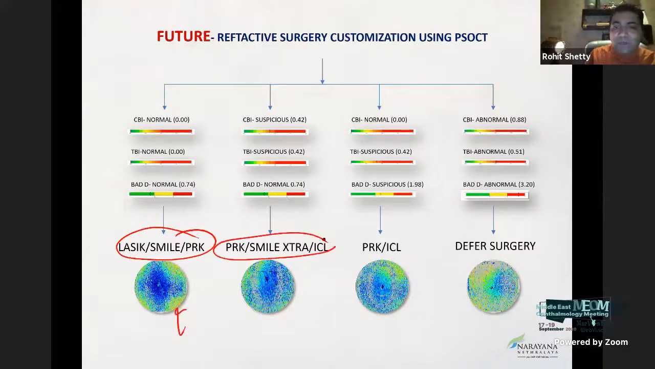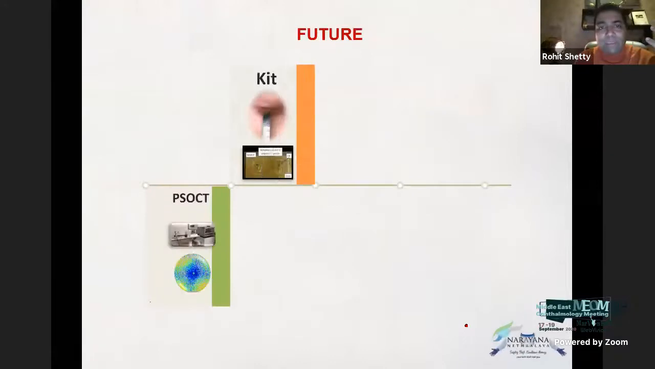If the collagen is poor, then you can think of an ICL. You can see that this collagen is lost, and in this case, the entire area, the collagen is not imaged at all. That means that these corneas are not suitable for anything. Of course, you can try your ICL or something, but this is how it would probably change.